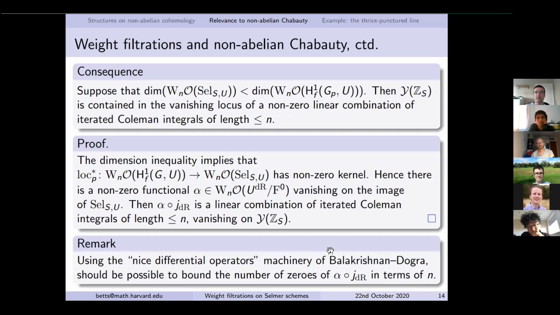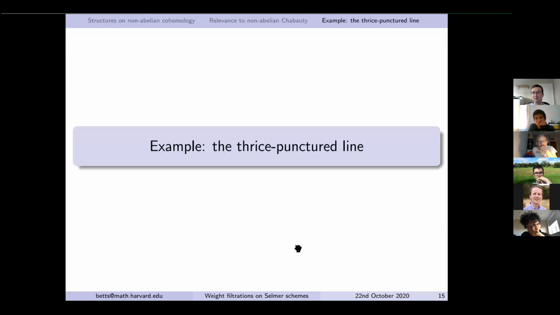The idea here, and this is something still being fleshed out, is what the whole picture should be: weight filtrations on affine rings of Selmer schemes should give you bounds on lengths of Coleman integrals and hence bounds on the number of S-integral points. I wanted to make this a little bit explicit right at the very end by looking at an example, and the example I will choose is really the example. It's the first example anyone ever sees of non-abelian Chabauty, and this is, of course, the projective line minus 3 points.